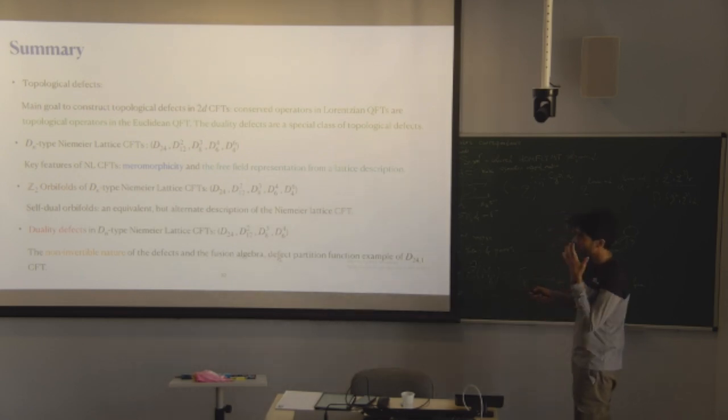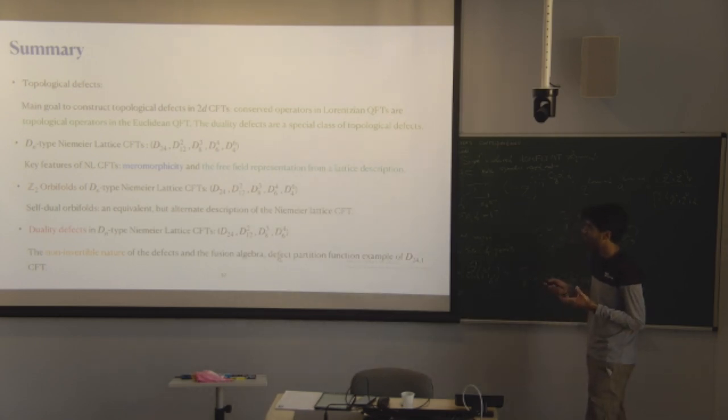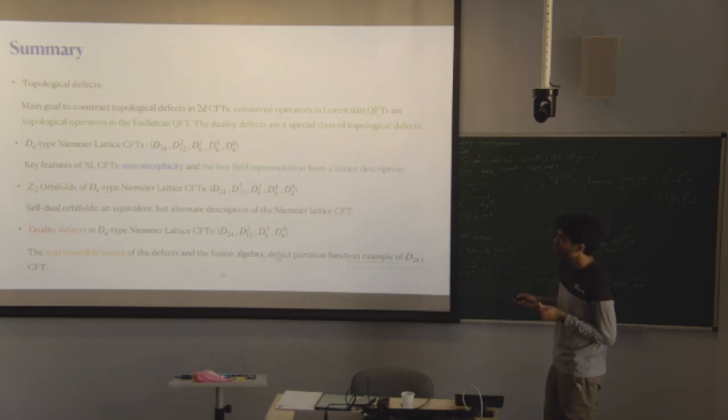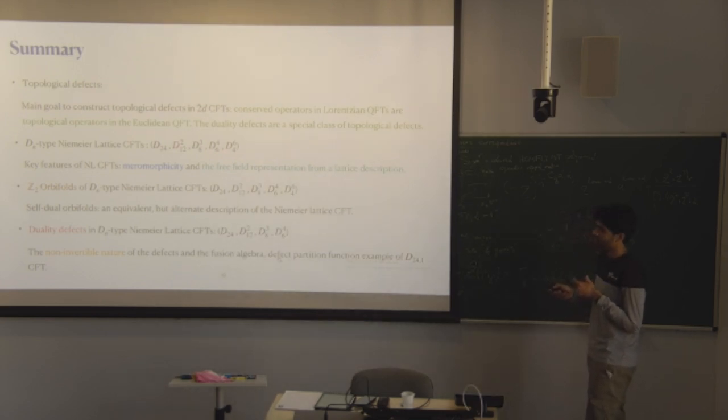So, summarily, what we did is construct topological defects. The main goal is to construct topological defects in 2D CFTs. What we saw is that in 2D CFTs, we have conserved operators in Lorentzian QFTs, which are topological operators in a Euclidean CFT. Okay. So now we looked at some particular D-type Niemeier lattice CFTs which have this algebra: D24, D12 squared, D8 cubed, D6 to the power 4, or D4 to the power 6. Only these are allowed. And then we looked at some features of it.